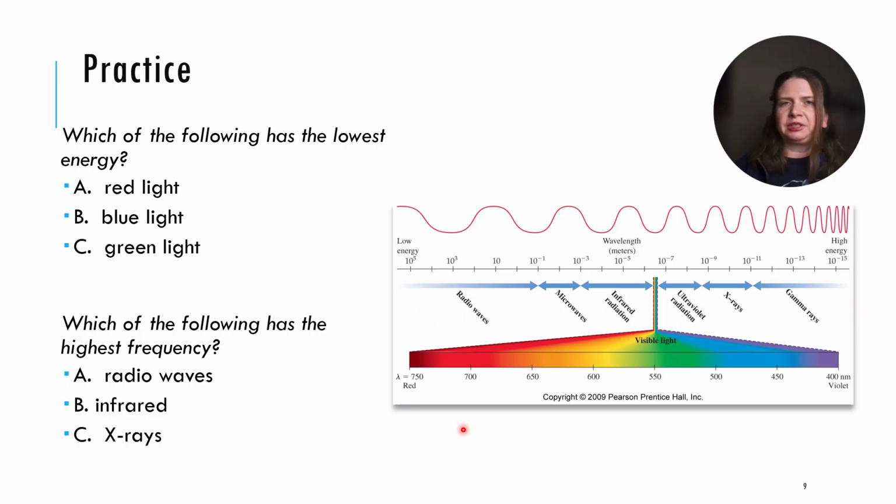Now for a practice question. Based on the electromagnetic spectrum, which type of visible light has the lowest energy? Red, green, or blue? The correct answer is red light, because it has the longest wavelength and therefore has the lowest energy. Which type of radiation has the highest frequency? Radio waves, infrared radiation, or X-rays? The correct answer is X-rays, since higher frequency corresponds to higher energy and shorter wavelength.